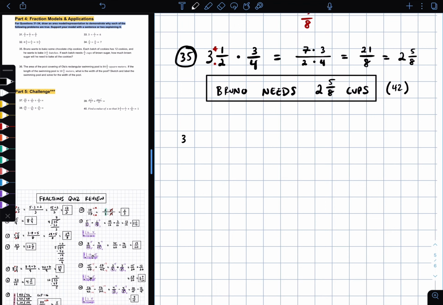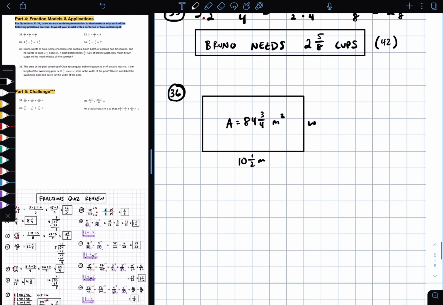All right, so that's 35. Let's check out 36 here. For 36, we have a swimming pool. We know the area of it, so let's go ahead and kind of box this whole thing. So the area is equal to 84 3/4 square meters, and the length is going to be 10.5 meters, and they're asking for the width. That's going to be over here.